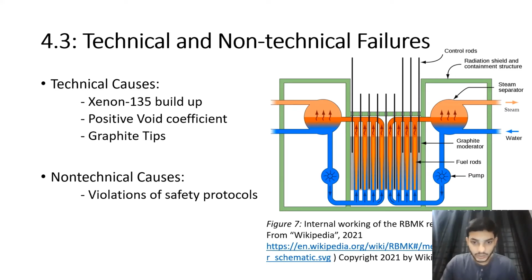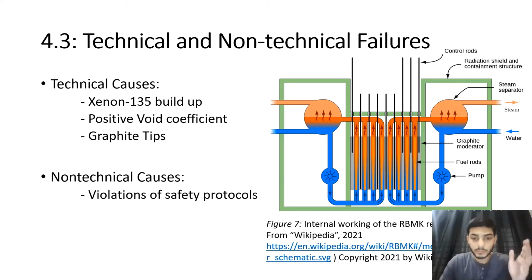He pressed the shutdown button, commonly known as the AZ5 button. This basically causes all the control rods to enter the reactor core. Now here comes another design flaw of the reactor. The control rods were made of boron, a neutron absorber, but their tips were made of graphite. So when those tips entered the reactor, graphite as a moderator increased the reaction inside further, therefore causing the steam pressure to go sky high.